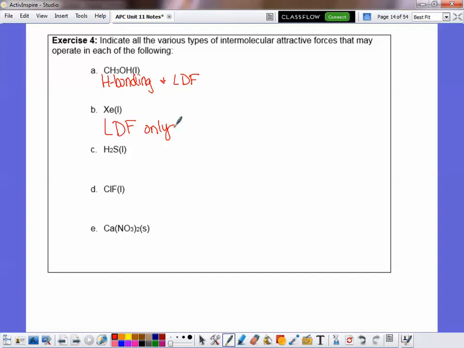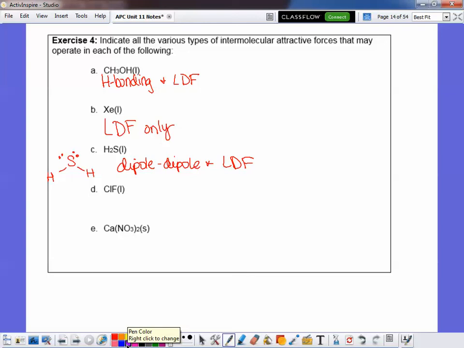What about H2S? Okay, H2S looks like this. So use your knowledge of Unit 10. Is that polar or nonpolar, first of all? Polar. So what type of forces? Dipole-dipole and LDF. But the dipole-dipole is going to be the stronger, the more influential force there. Yes.